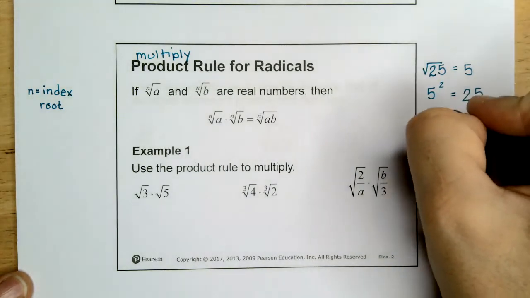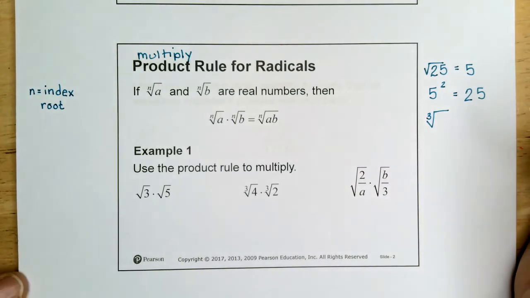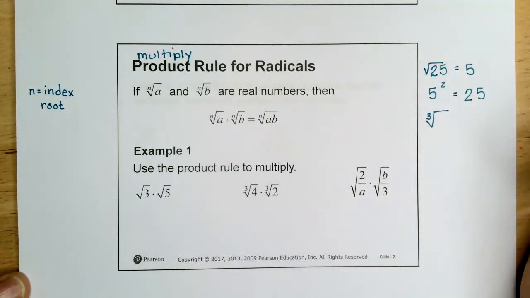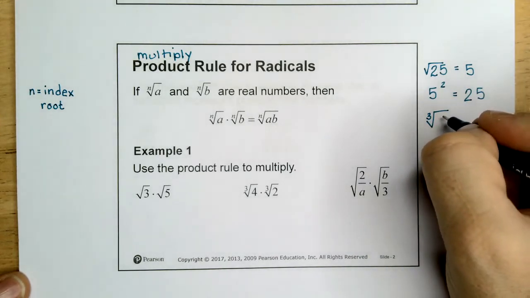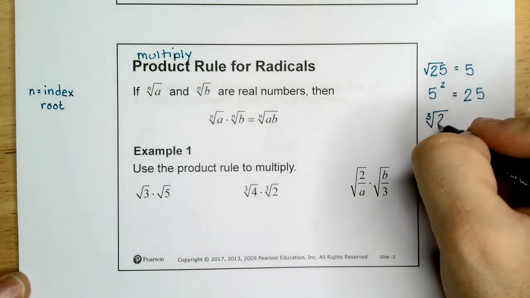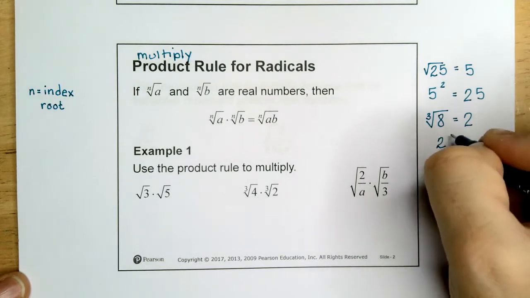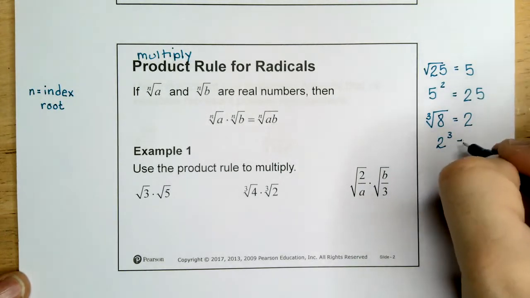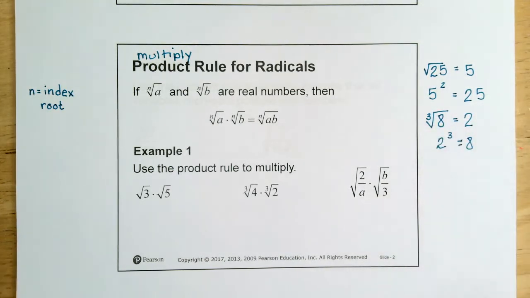So you can also put a different number here. You can put like a 3 here. This was the square root. This is the cubed root or the third root. The third root of 8 is 2, because 2 times 2 times 2, or 2 to the third power, is 8, okay? And you can put whatever number you want here as the index.